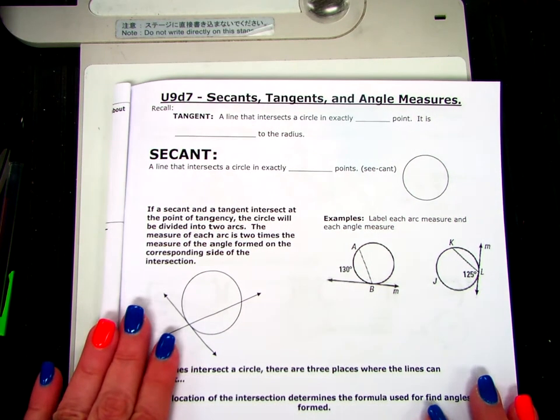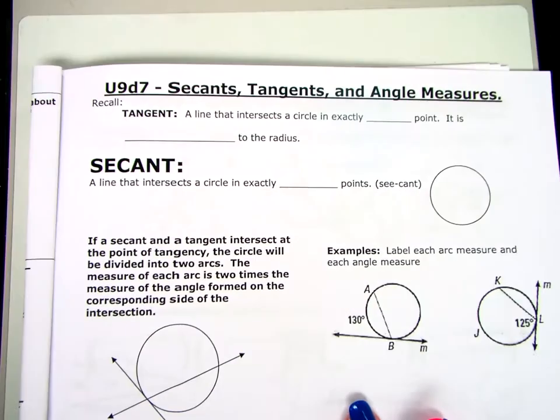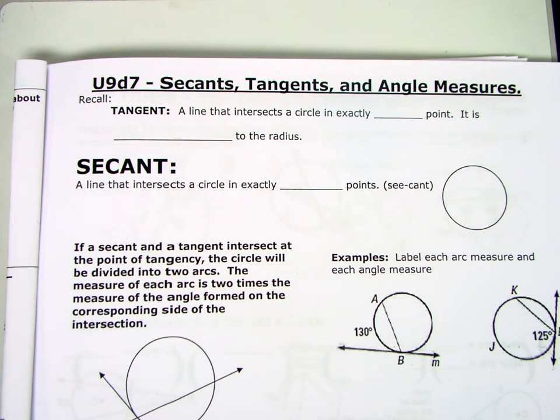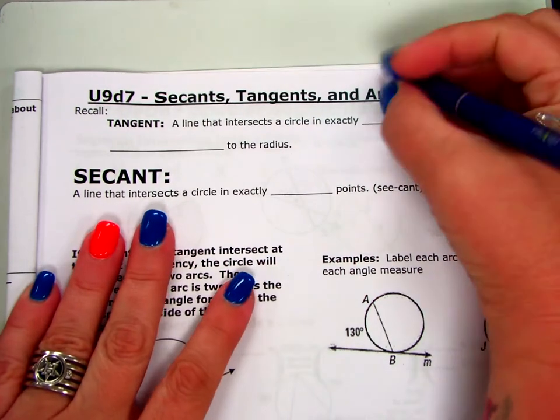Secants, tangents, and angle measures. As just a little review from yesterday, we talked about tangents, and we said that's a line that intersects a circle exactly where? In how many points? One point.